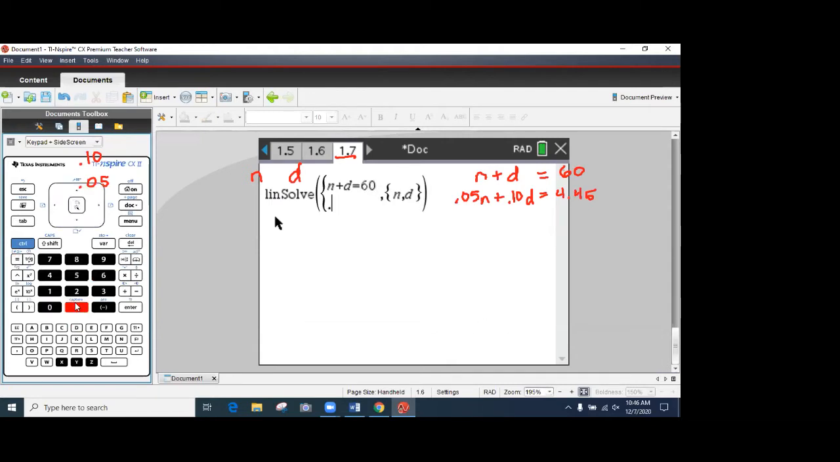And then on the bottom, we're putting 0.05 N plus 0.10 D equals 4.45. Let's finish typing it out, and then we're just physically going to go over there and change that to N. All right, now physically go over here and switch that to N and then the comma D. And I think it'll still work. So hit enter.